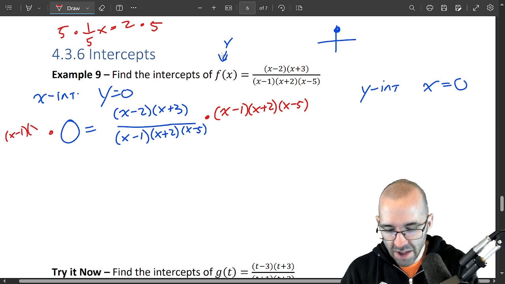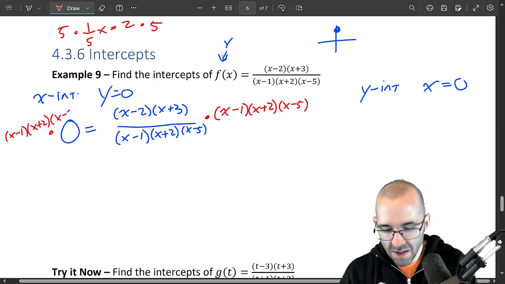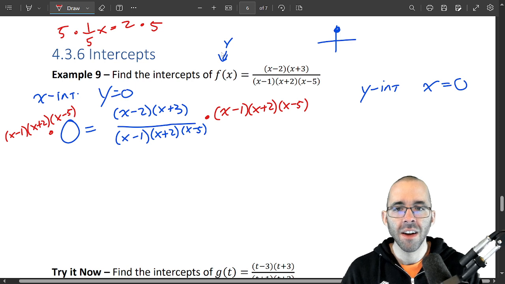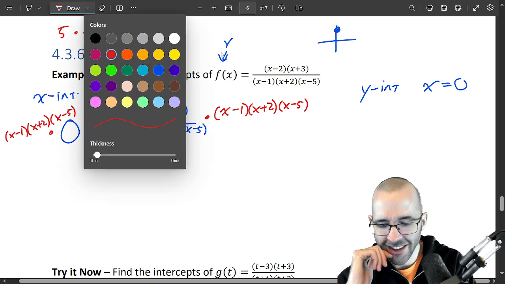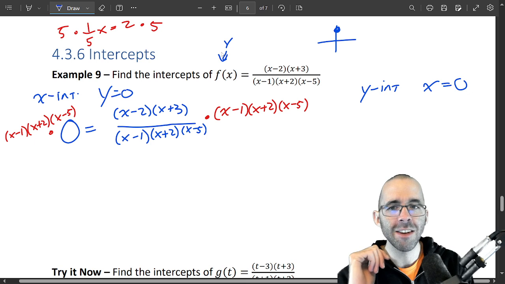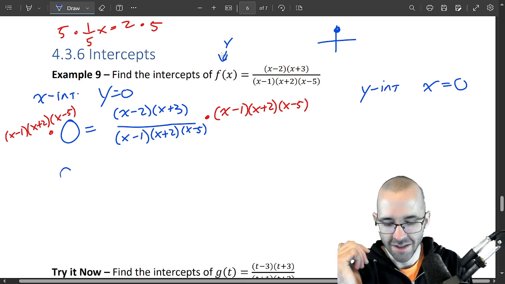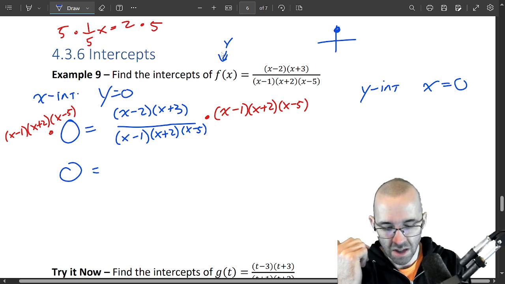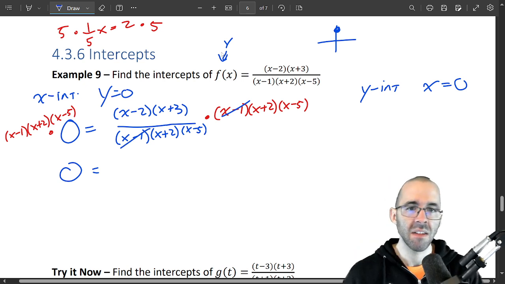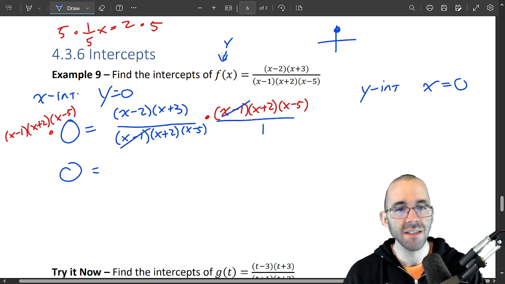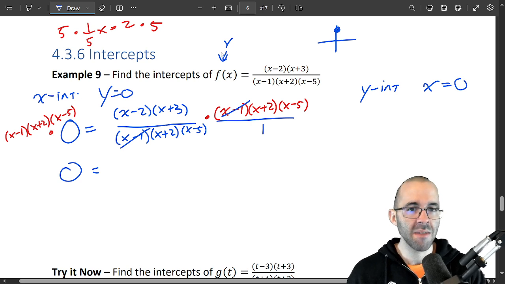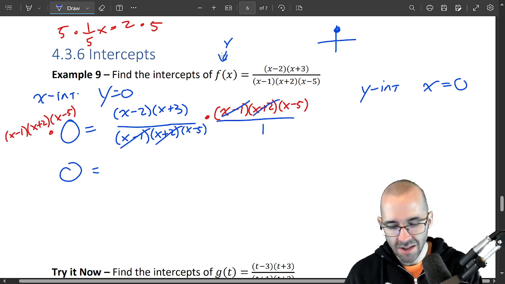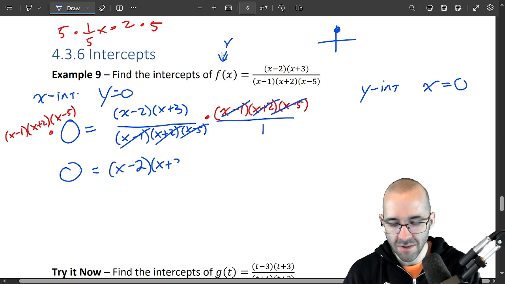x minus 1, x plus 2, I don't have room, x minus 5. Look what happens to that left-hand side. 0 times all this stuff, that's just 0. And the right-hand side, well, we have an x minus 1 on the top. We can think about it like this. We have the same factor, and the same factors are going to cancel. So our right-hand side turns out to something really nice.